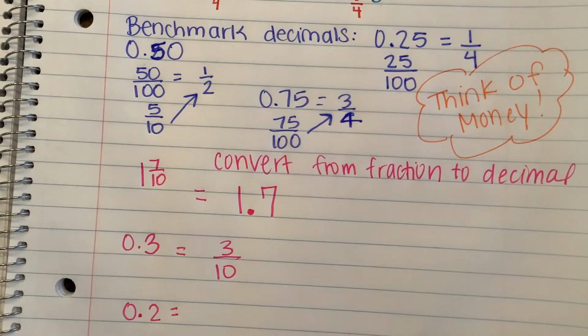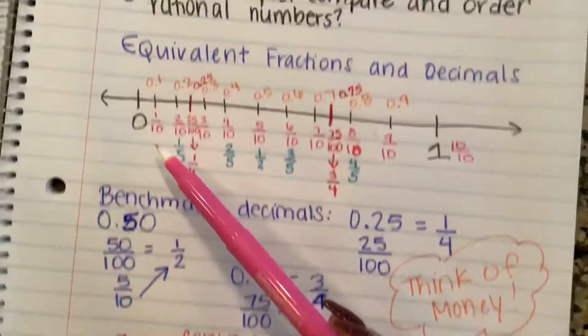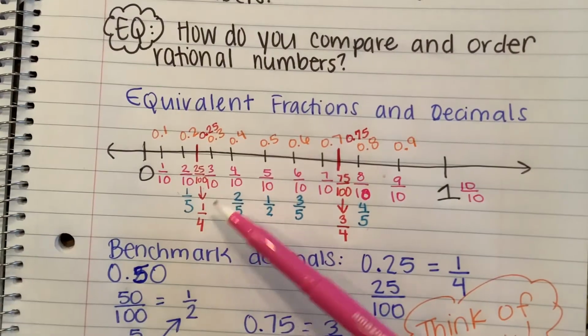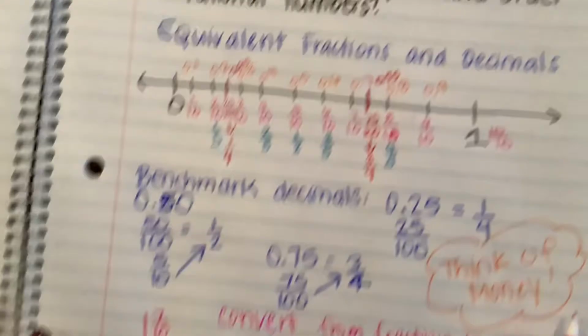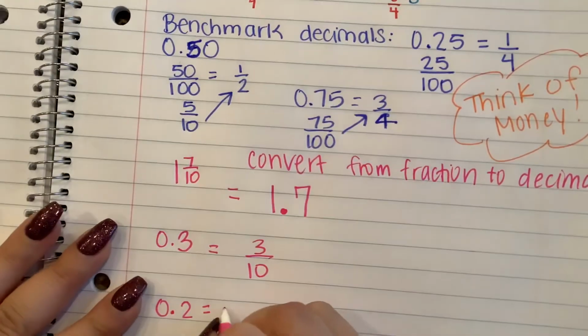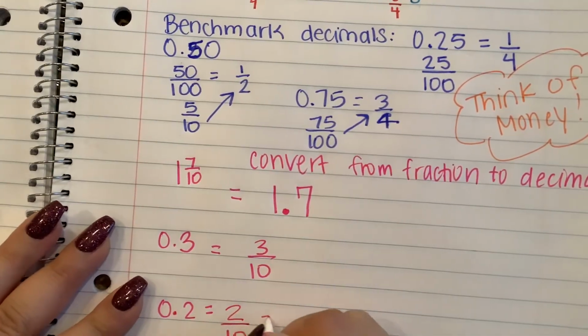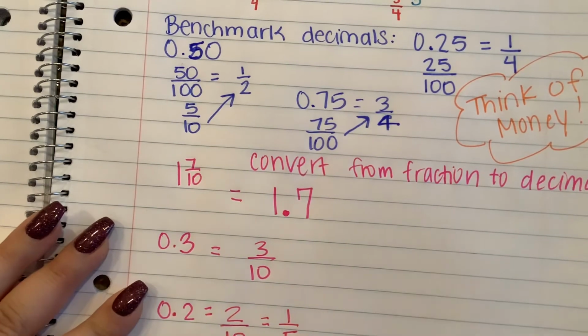And if you need to, you can go ahead and look up here at our chart from earlier, and you could find 2/10 and see what it reduced down to, 1/5. So let's write that down for the answer. 2/10 reduced to 1/5.